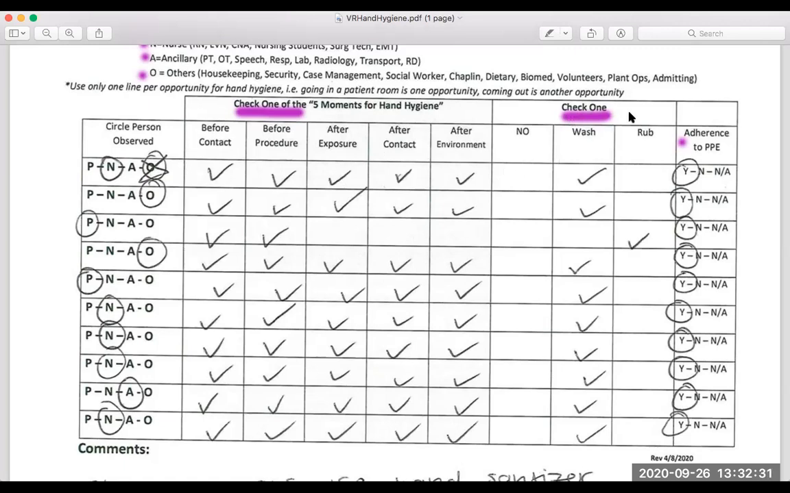Now you will be checking 1 in this category. Did they follow the hand hygiene process? Which process did they follow? Washing or the gelling, the alcohol-based rub? And if they did not, you check no, washing, or rubbing.